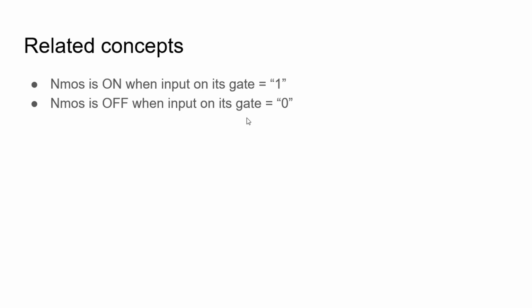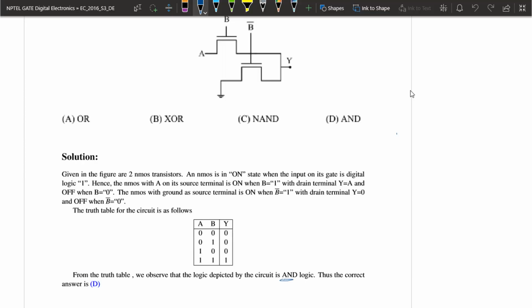Moving on to the solution for this question, let us analyze the circuit shown in the figure. Let us name this transistor as N1 and this transistor as N2. So we see that N1 is controlled by gate input B, and N2 transistor is controlled by gate input B bar.